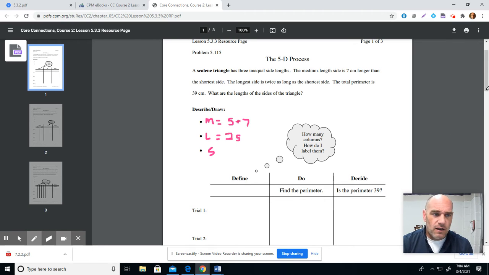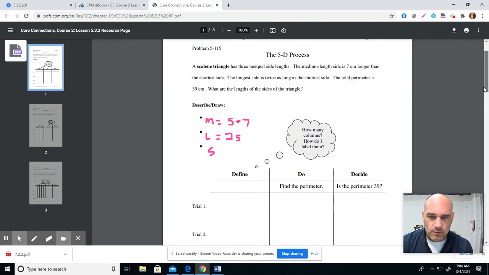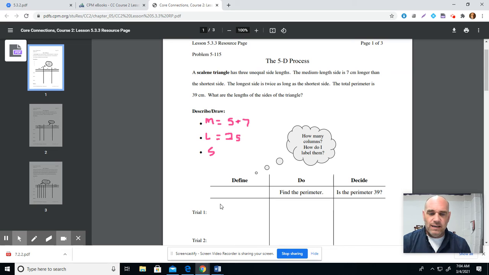Next on our 5D process, we need to start filling in this table. Here is our define, kind of the work that we are going to do. Here we just have to start guessing at what we want to use. I'm going to do perimeter, so I need to add the medium side plus the long side plus the short side. So my trial, I just have to guess. I'm going to try 5 to start out. If I think the short side is 5, in my define, here's my short side, that's 5.